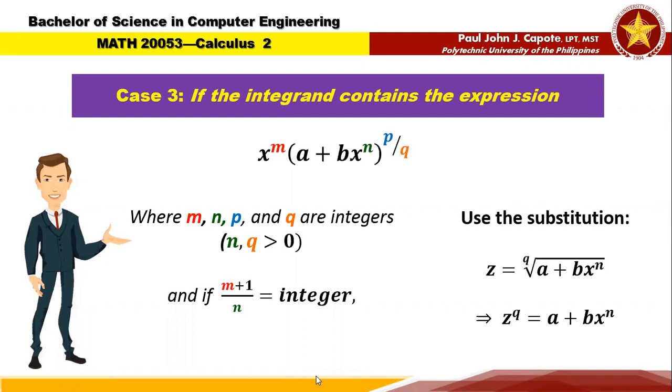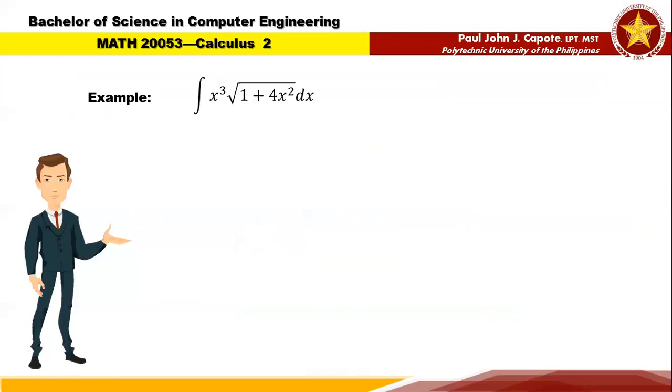Then we use the substitution z is equal to the q root of a plus b times x raised to the power of n, which implies further that z raised to the power of q is equal to a plus b times x raised to the power of n. Let's have this example. We are to evaluate the integral of x cubed times the square root of 1 plus 4x squared dx.